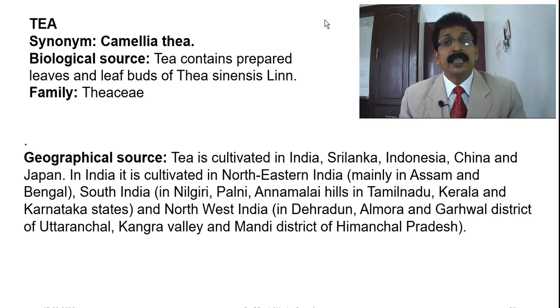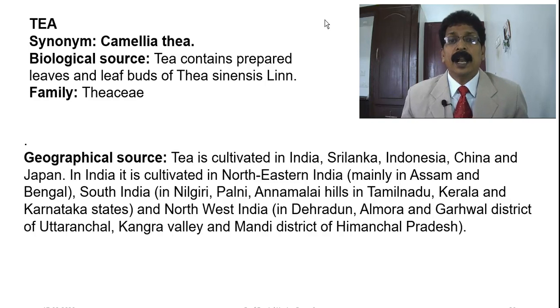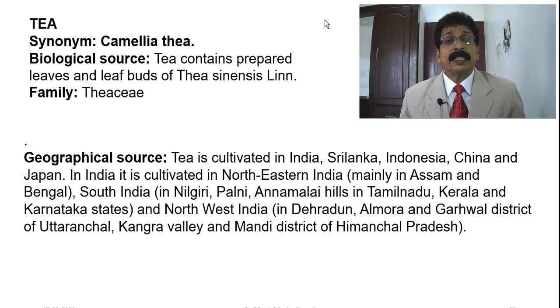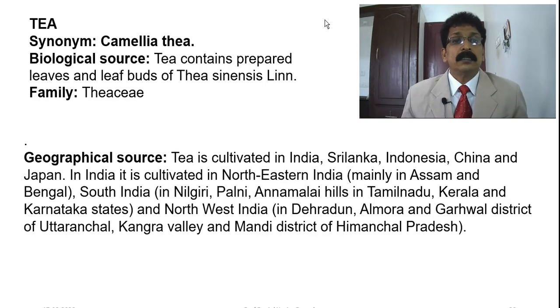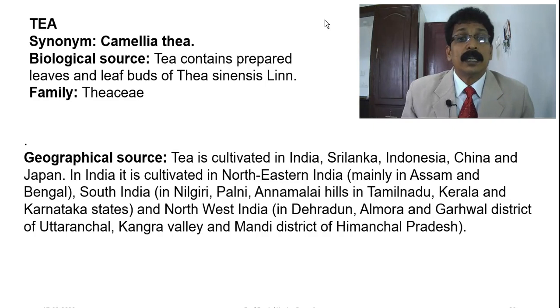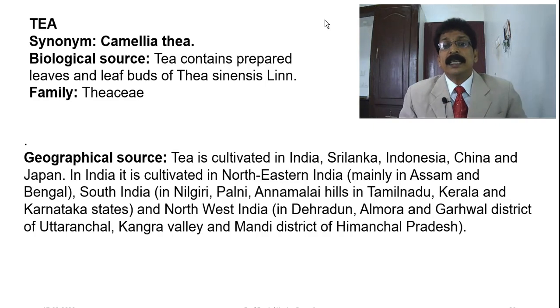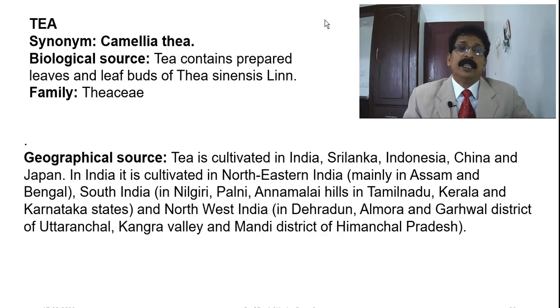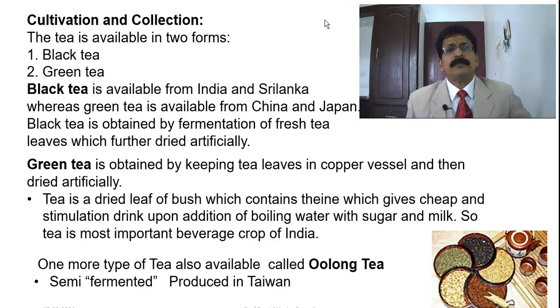In South India, it is cultivated in the Nilgiris, Palani and Annamalai hills in Tamil Nadu; in Kerala, a wide area in Idukki district; and in Karnataka state also there is more cultivation. In northwest India: Dehradun, Almora, Garhwal district in Uttarakhand, and Kangra valley and Mandi district in Himachal Pradesh. These are some of the geographical sources.